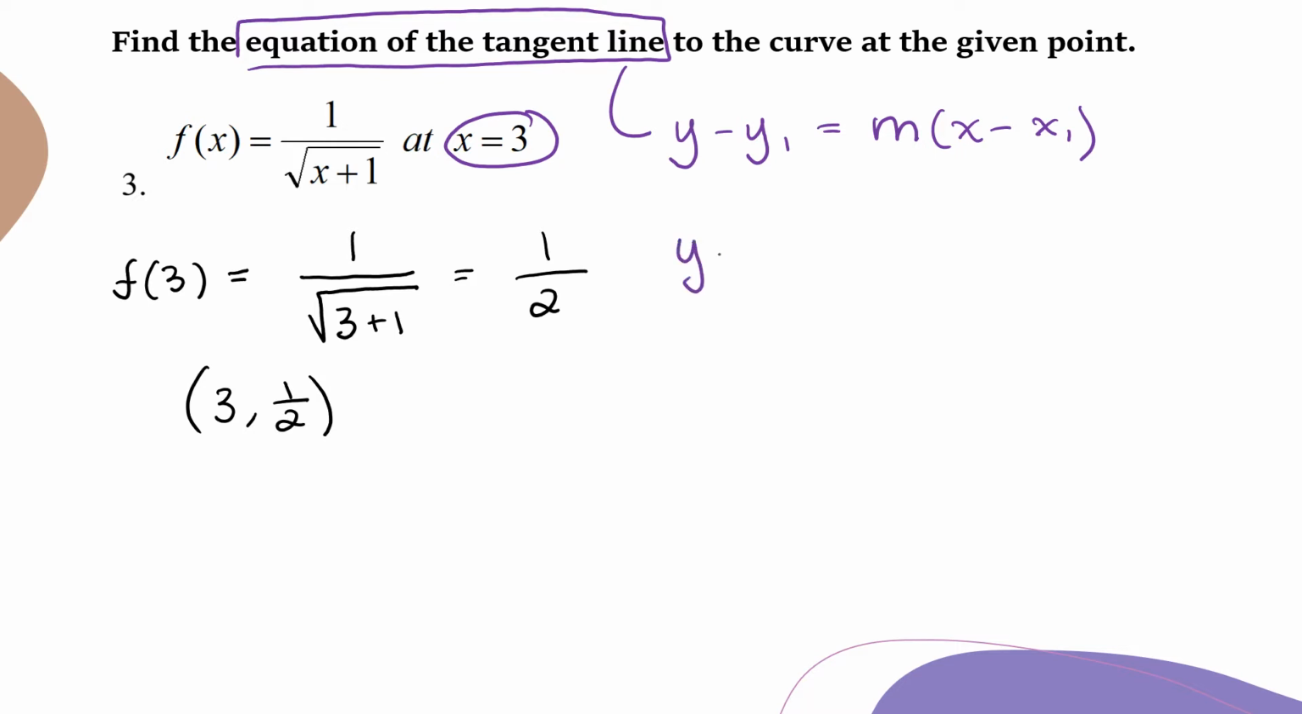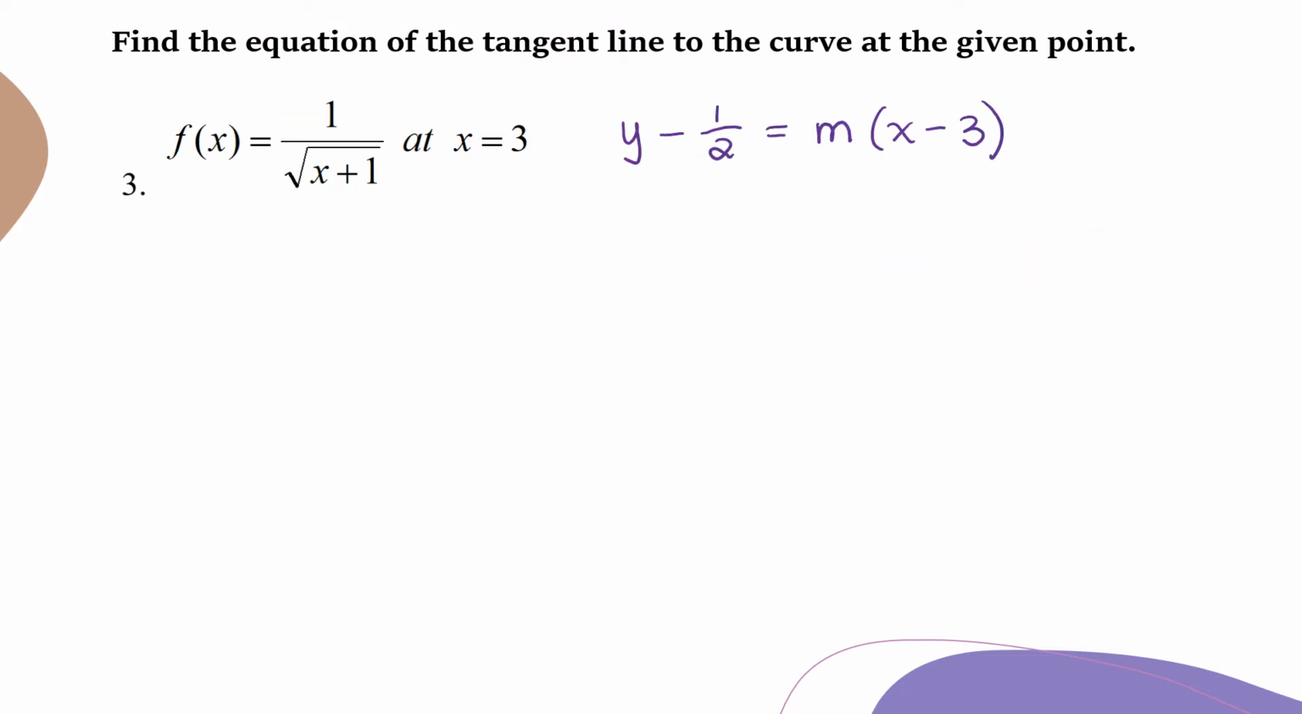So we have y minus 1/2 equals, we still don't know our slope yet, but m times x minus 3. So now that we have our point, we need to find our slope. The slope of the tangent line at a point is equal to f prime at that point. So we want to find f prime of 3. And we'll start by finding just f prime of x.